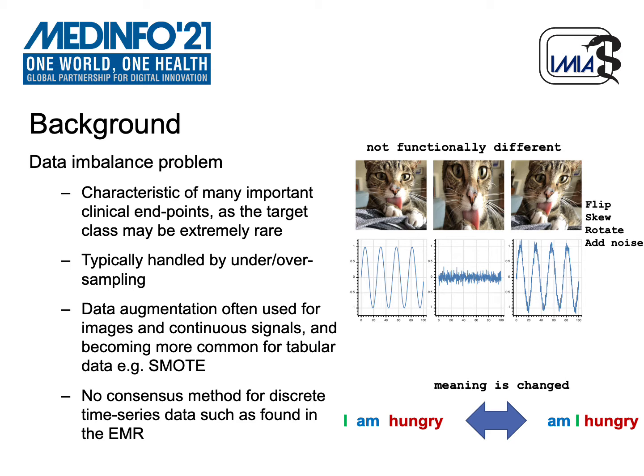For discrete time series data, however, there's no consensus method of data augmentation. On the right here, you can see a simple example whereby changing the order of words fundamentally changes the meaning of the sentence and therefore cannot be used to reliably train a model.